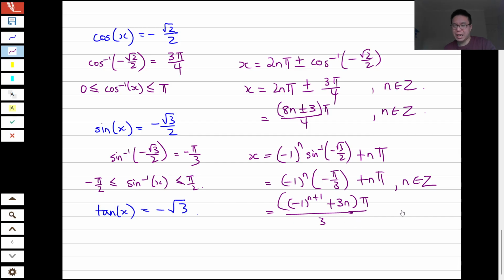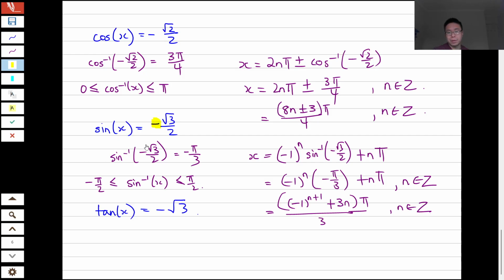I don't think it's necessary to combine it like that, but if you wanted to, you could. Now, you might ask, why did the power change from n to n plus 1? And that's because there's a factor of negative 1 here. So I've just absorbed it again. Why is it minus pi on 3? Because it's minus root 3 on 2.